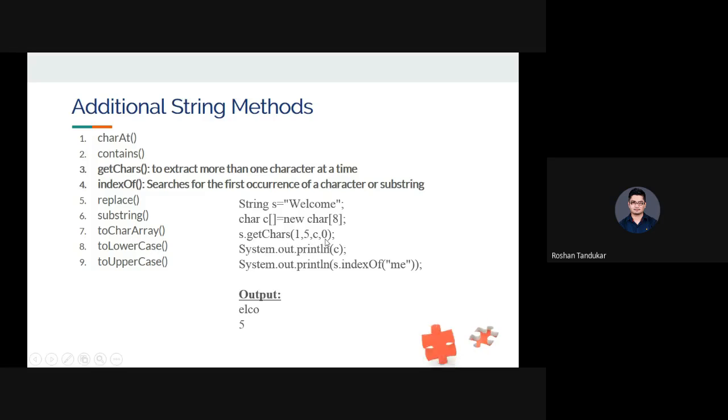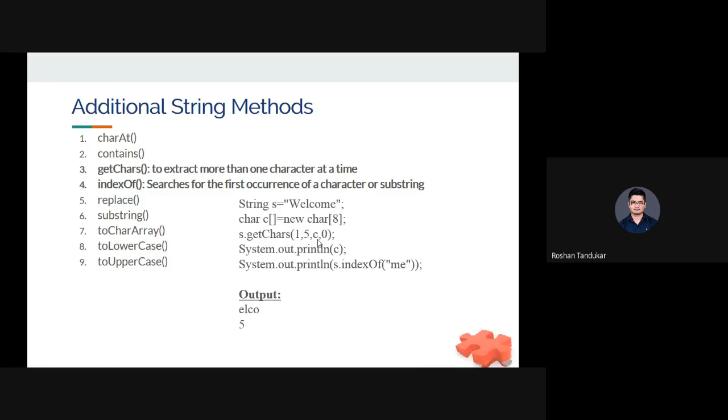And 0 we'll call the offset. That means in case of character array c, from which location we have to store is defined by 0. For example, 0 means the first index. That's why this "elco" will be stored from 0. For example, if you are writing 2 here, then "elco" will be stored from index 2. That means 0 and 1 will be empty and from 2 it will store "elco". This is normally called the offset, that means from which location of the destination it is going to store that part. If you are writing 0, then it will start from index 0 of the c character array and store over there.